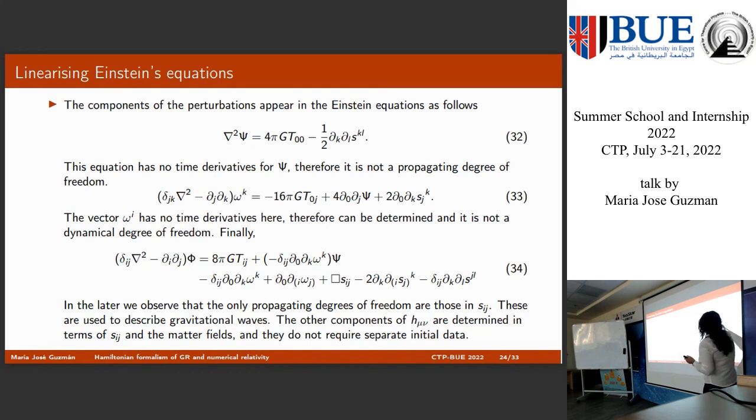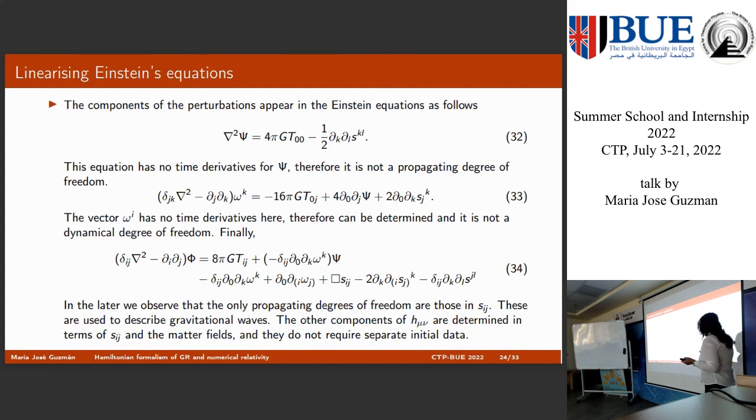And then, also from this 0j Einstein equation, you get that here you don't get any time derivative for the psi. Yeah. Also you don't get any time derivative for the vector perturbation, so this vector perturbation has no time derivatives, therefore it can be determined, and it's not a dynamical degree of freedom. And here you indeed get some time derivative for the tensorial perturbations, and these are precisely the ones that are used to describe gravitational waves.